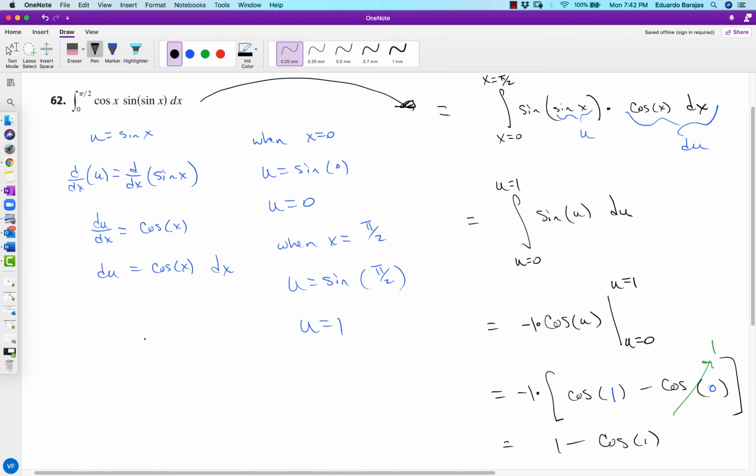So let me just unite it all together. This is the integral from 0 to pi over 2 of cosine of x times sine of, and then there's a sine of x inside the argument of the sine, dx. And the answer is just going to be 1 minus cosine 1.